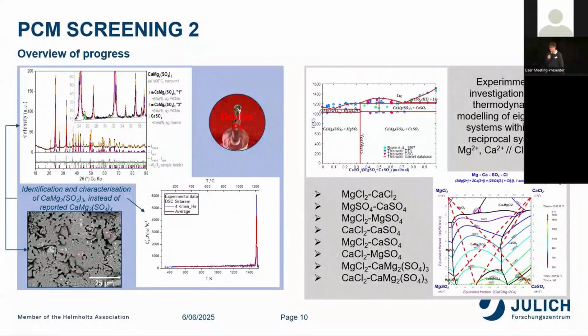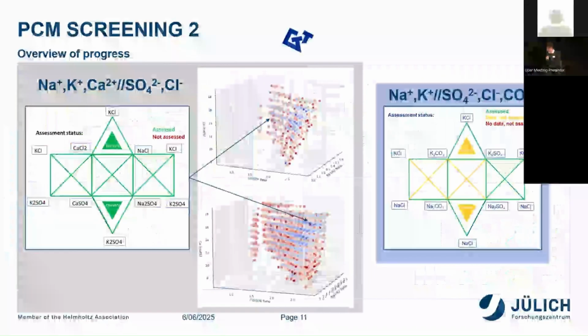Once we had this data, we were then able to add it to our database in order to generate the phase diagram that you can see here on the top right, which better represents the experimental data that we have for that system.